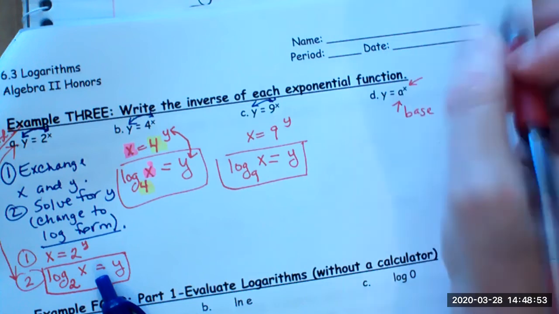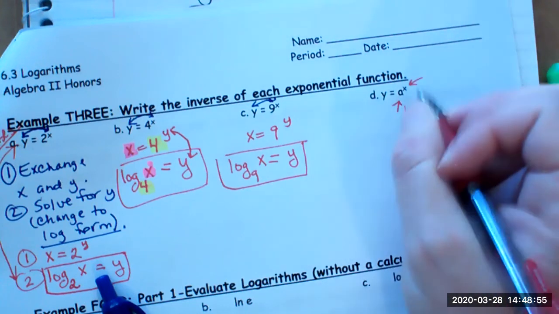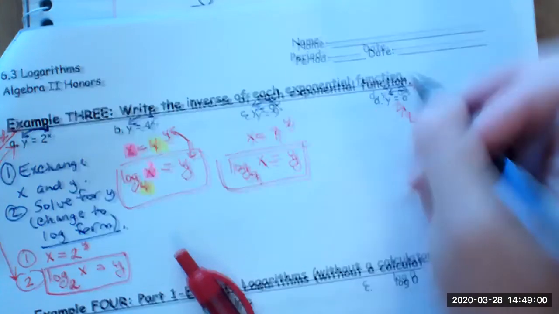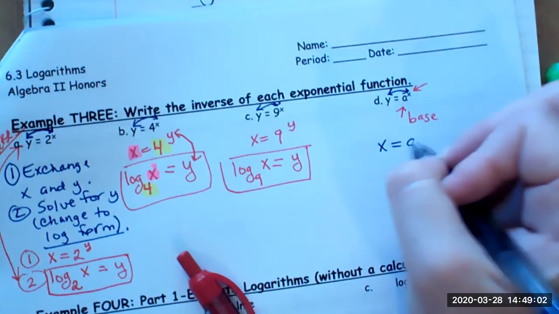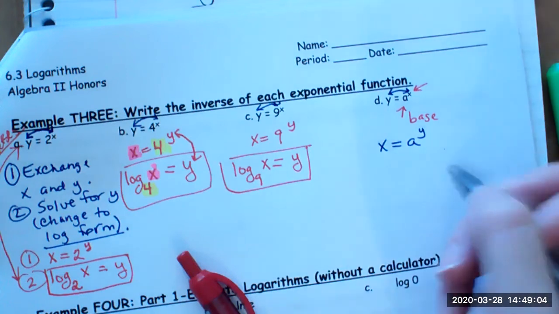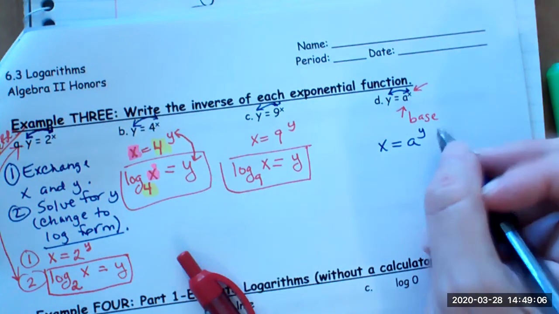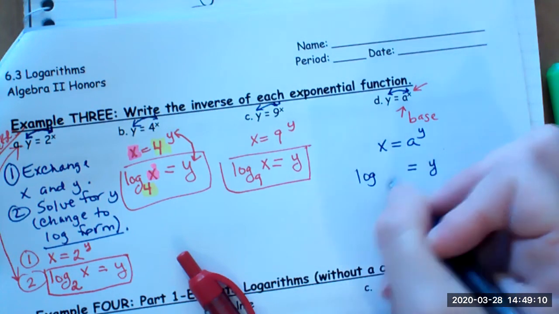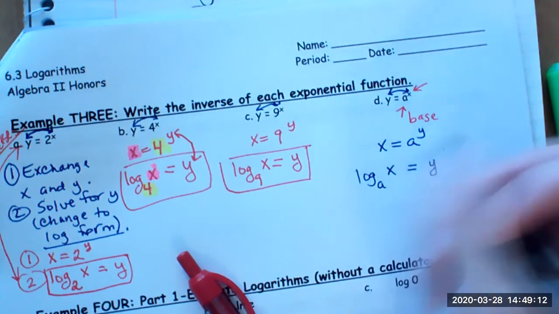Okay. So we're going to exchange x and y. We'll have x is equal to a to the y. And we're going to solve for y. So again, y is going to be by itself. Here's the base, and here's the x.